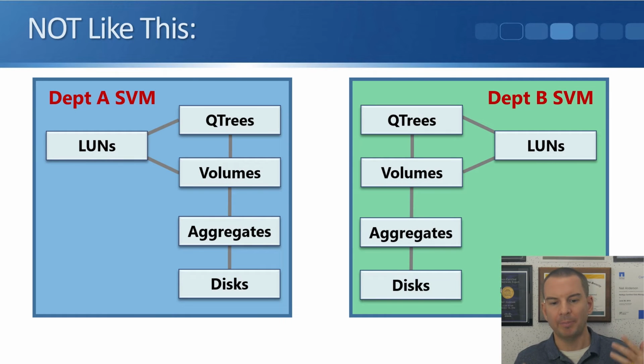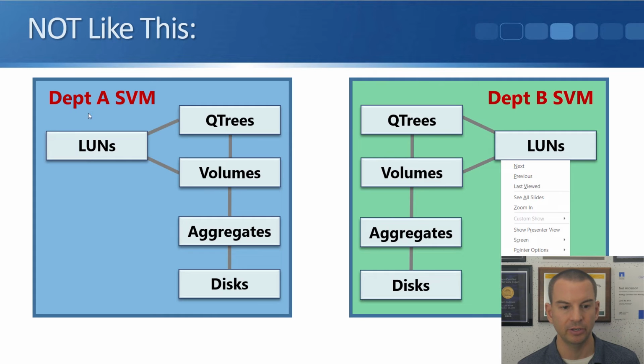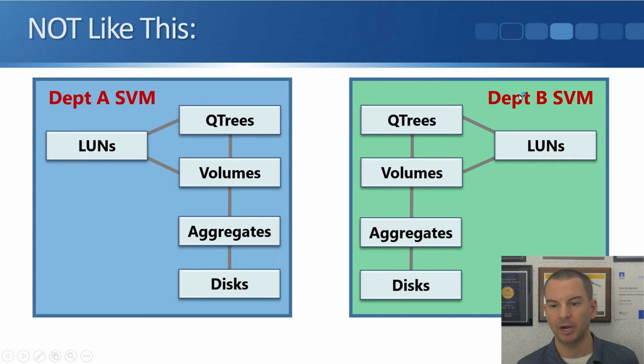So, about the aggregates not being tied to a particular SVM, it does not work like this. And you see that in the example here, we've got Department A SVM on the left, and we've got the Department B SVM on the right. Now, if aggregates were tied to a particular SVM, as you see here, so here we've got the Department A aggregates and the Department B aggregates. Well, this could lead us into bad situations.